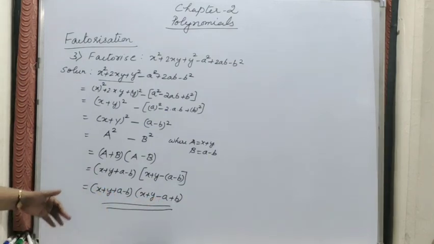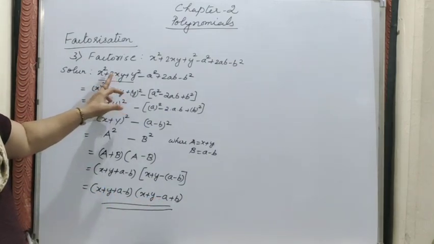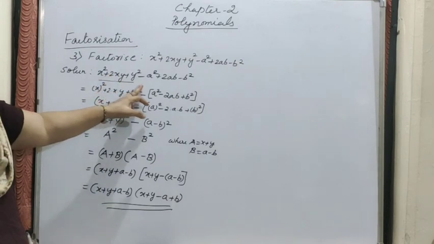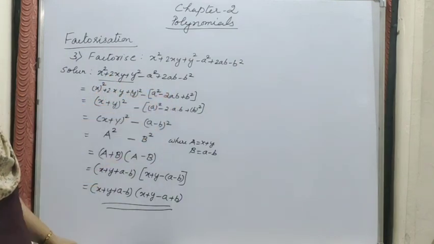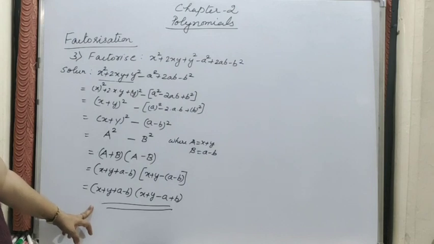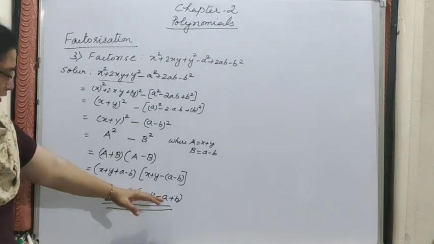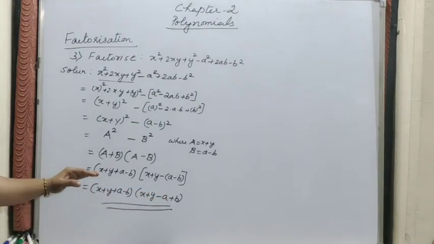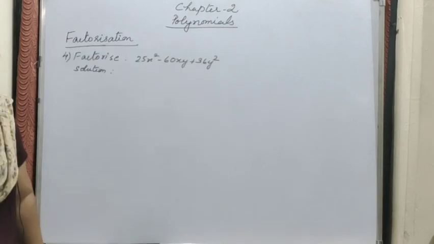So now we got this expression: x square plus 2xy plus y square minus a square plus 2ab minus b square equals x plus y plus a minus b into x plus y minus a plus b. It is in the form of a product of factors. So we have got the factorization answer here.